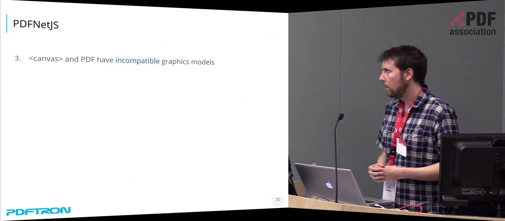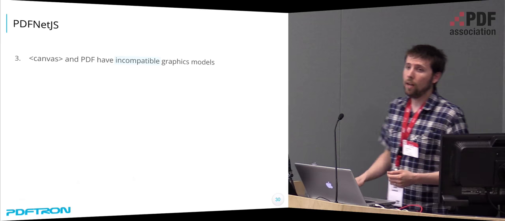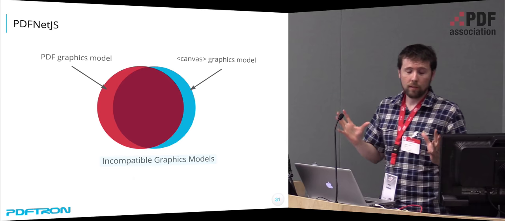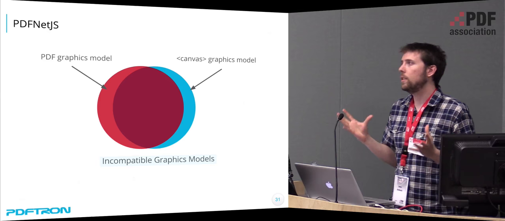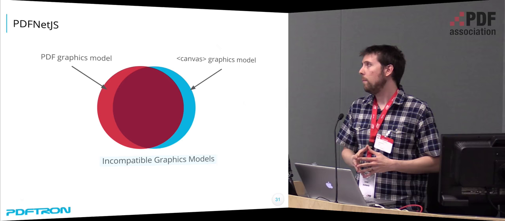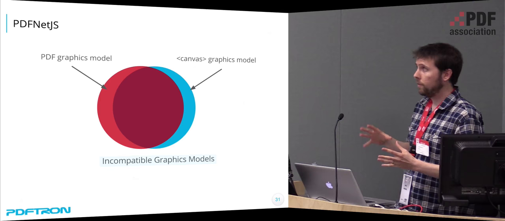Lastly, Canvas and PDF have incompatible graphics models, meaning there are certain things that PDF can do and understand and represent within the PDF file, and there's another set that Canvas can understand and do. There's a lot of overlap, but it is not an exact match. And so if you have a PDF that sits outside of Canvas, you run into trouble.